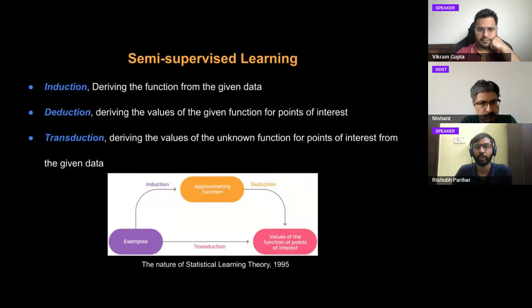For the most common semi-supervised techniques, there are three concepts that are used. First is induction. Induction is, given X and Y pairs, you try to approximate a function that justifies these X and Y mappings. Another one is deduction. Given this function, how can you create new mappings for a given set of inputs? And finally, transduction. Given X and Y mappings, you don't know the function, you don't even try to approximate the function, you just give the labels to the new set of data points.